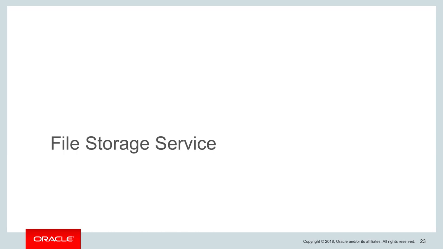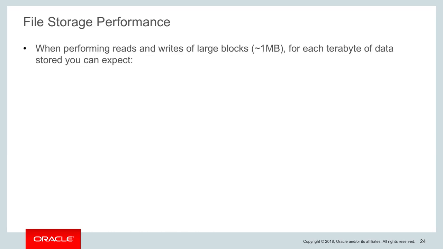All right, so, file storage service. As you know from the previous lessons on the Compute 100 level, file storage service is a shared file system. It's NFS based, where you can have multiple servers and multiple nodes connecting to the same device and having access to a shared unique location to put the data. There are performance metrics around that as well. When you're performing reads and writes of large blocks, around 1 megabyte for each terabyte of data stored, this is what you can expect.